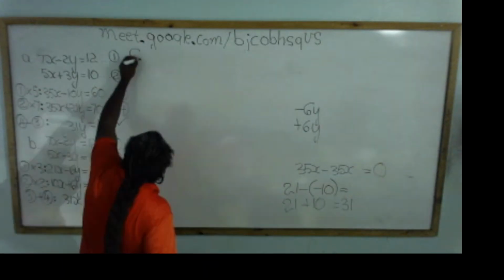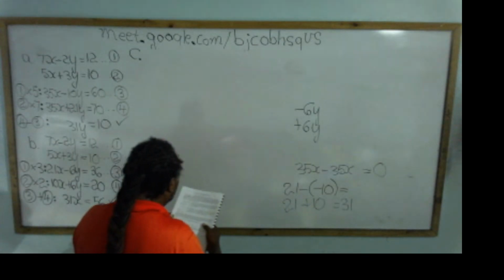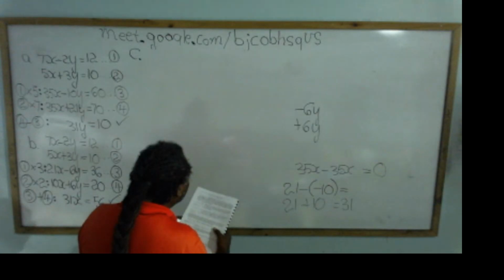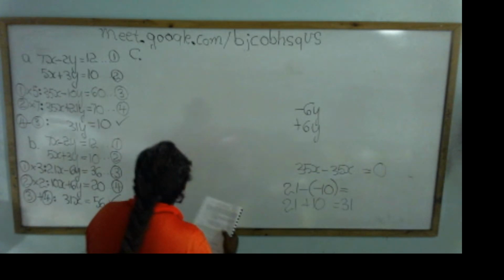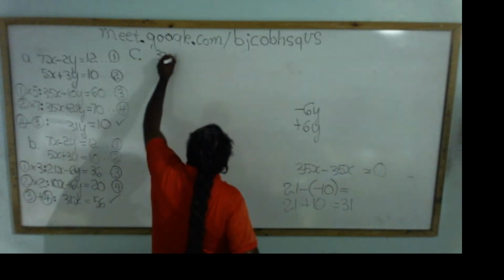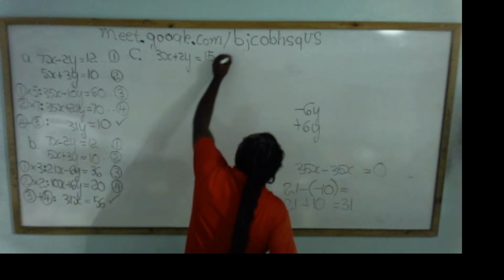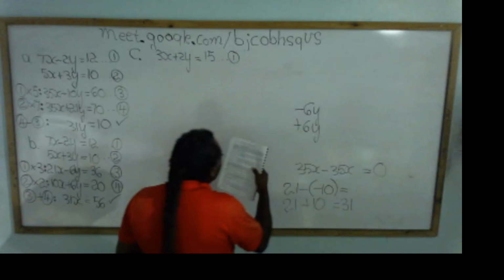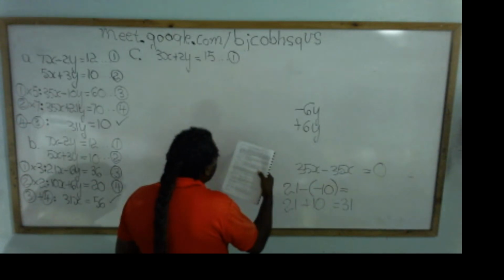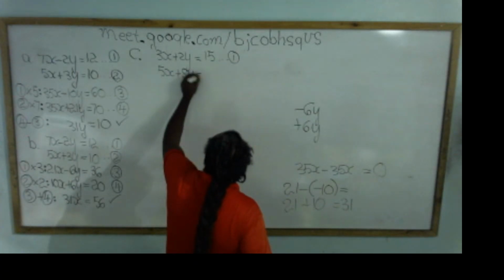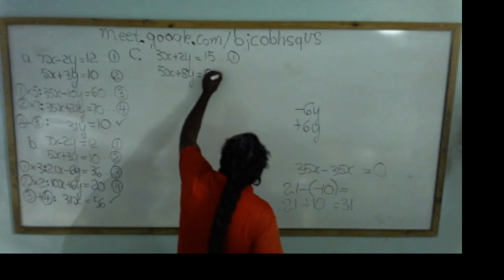C? Alright. So what is for C? Yes, 3x plus 2y is equal to 15. Look at this one now. 3x plus 2y is equal to 15, and that's equation 1. Equation 2 is 5x plus 8y is equal to 10, and that is your equation 2.